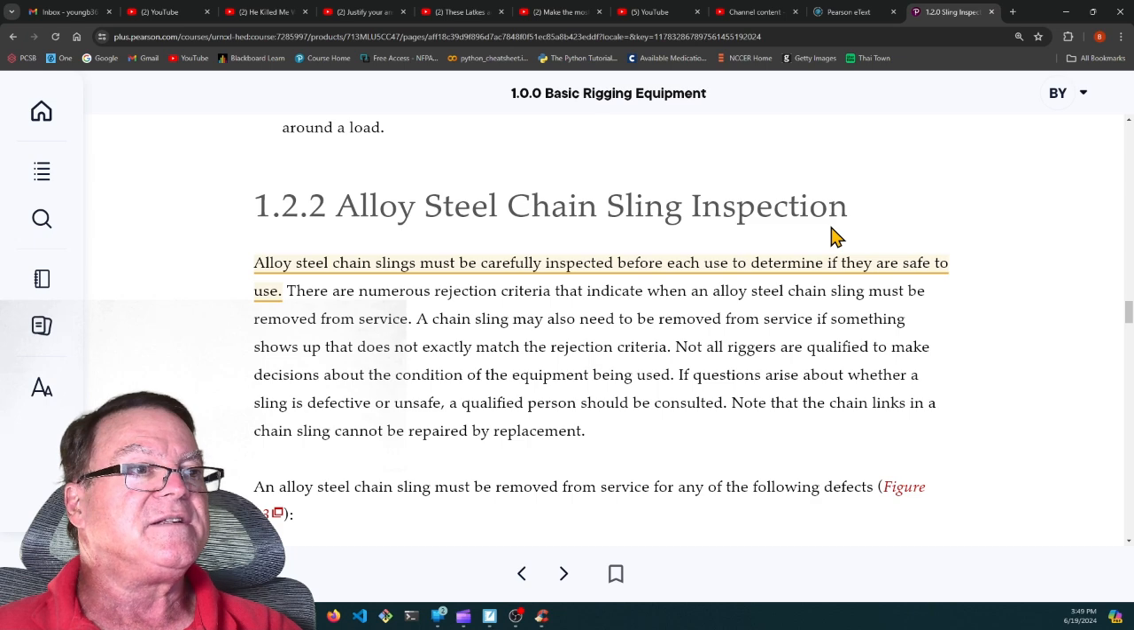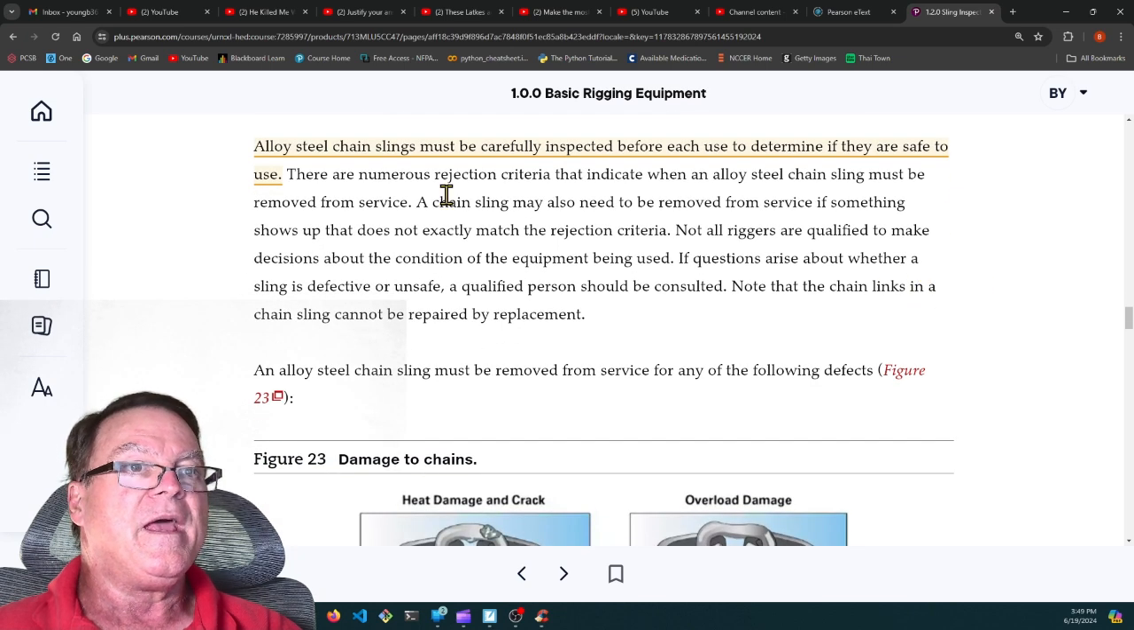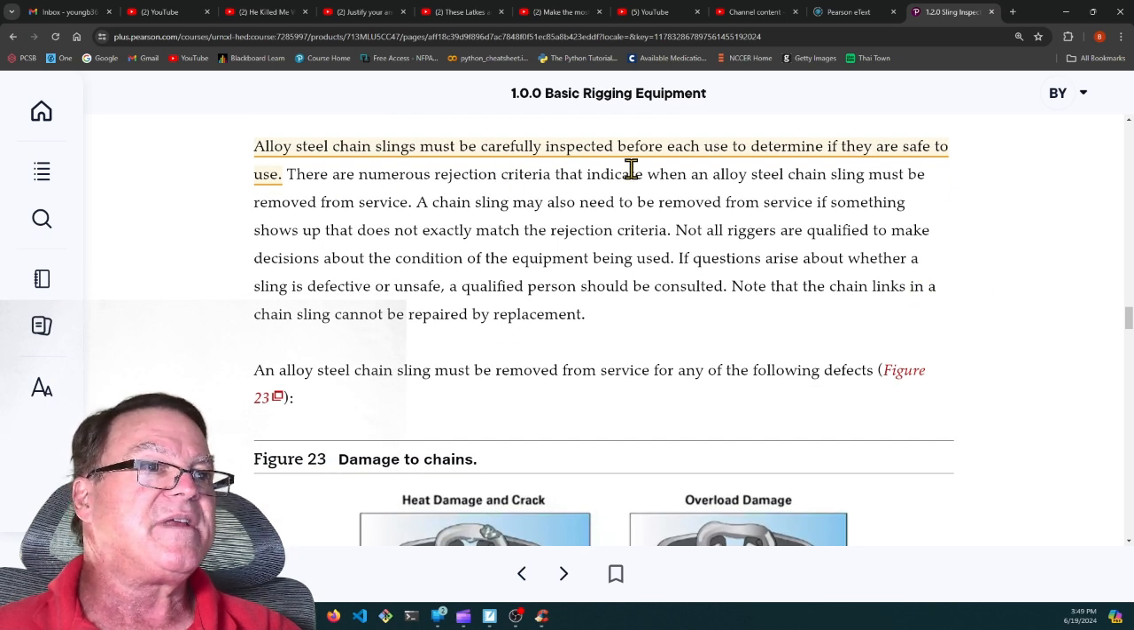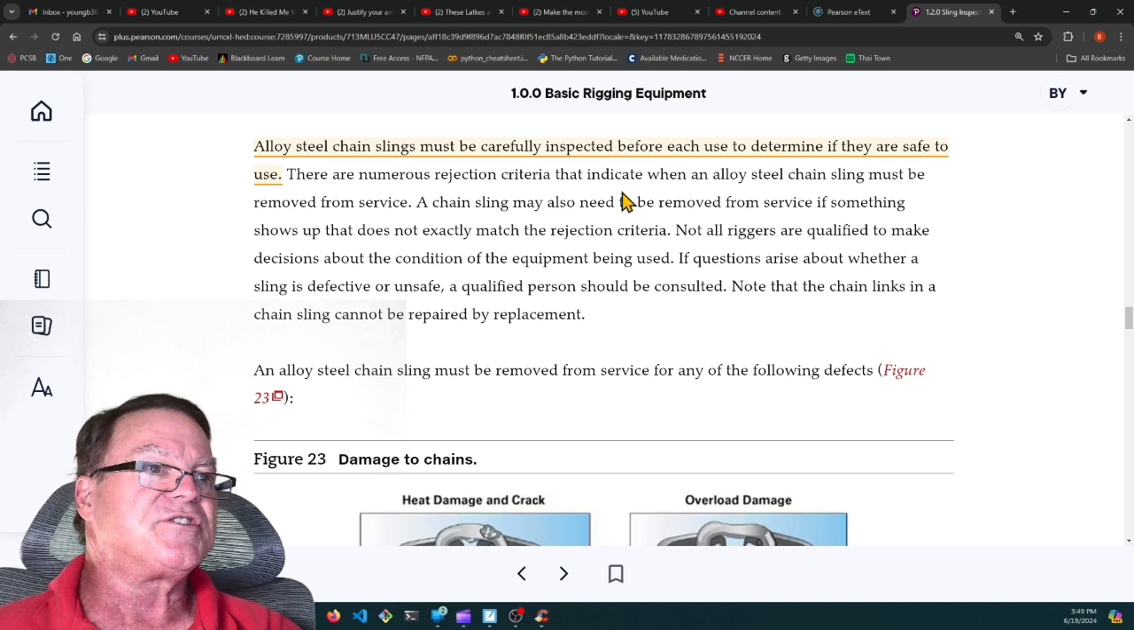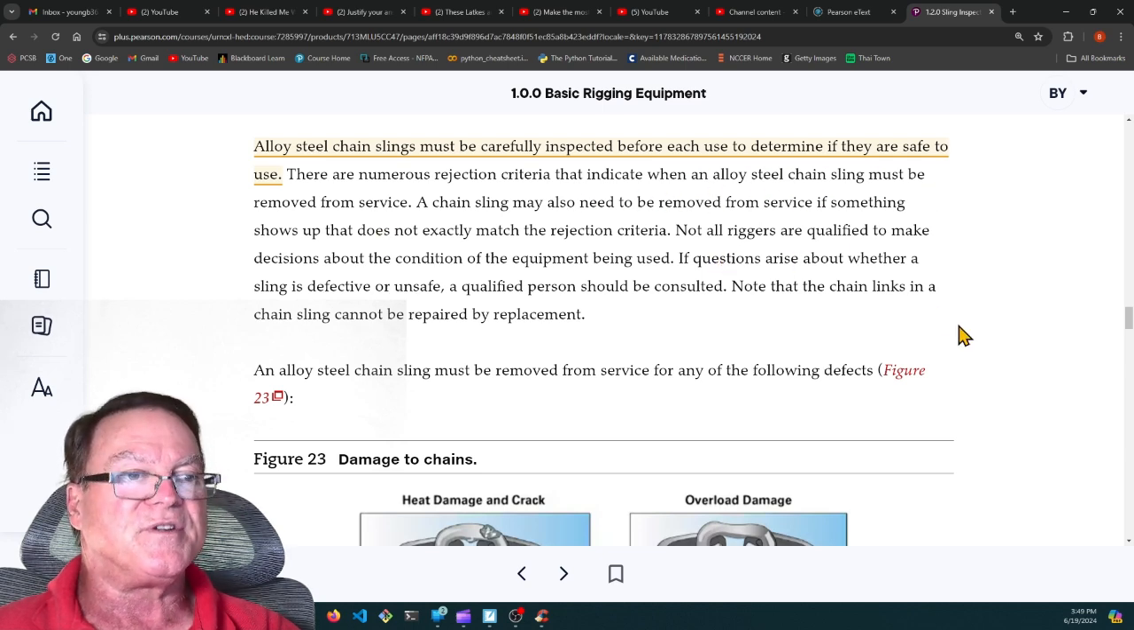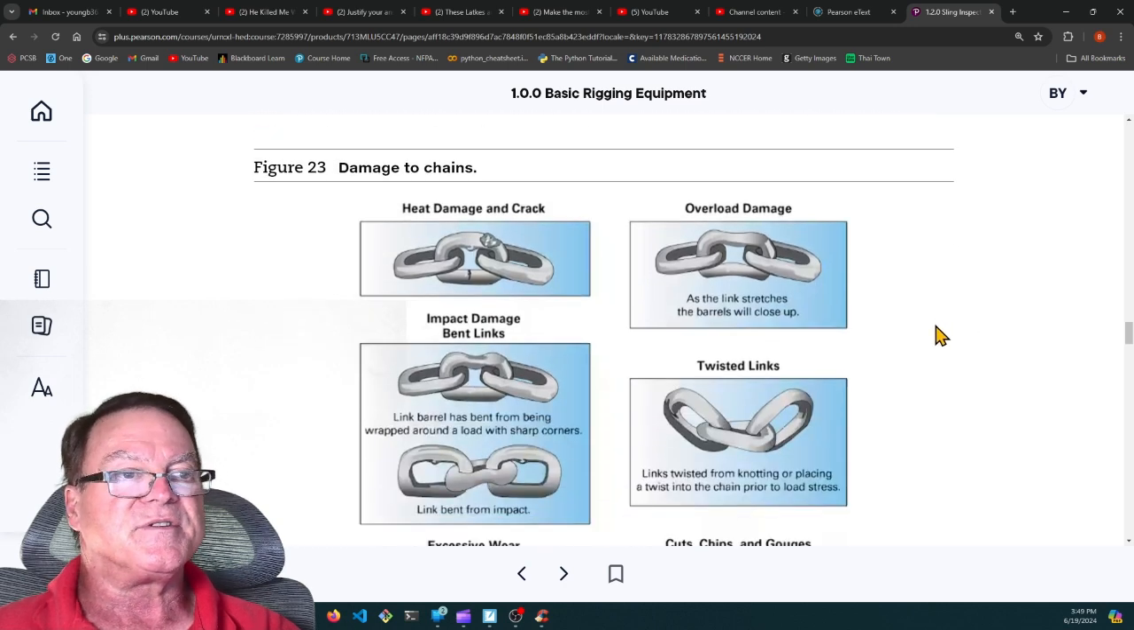Alloy steel chain sling inspection. Alloy steel chain slings must be carefully inspected before each use to determine if they are safe to use. There are numerous rejection criteria that indicate when an alloy steel chain sling must be removed from service. And here are some of those examples.